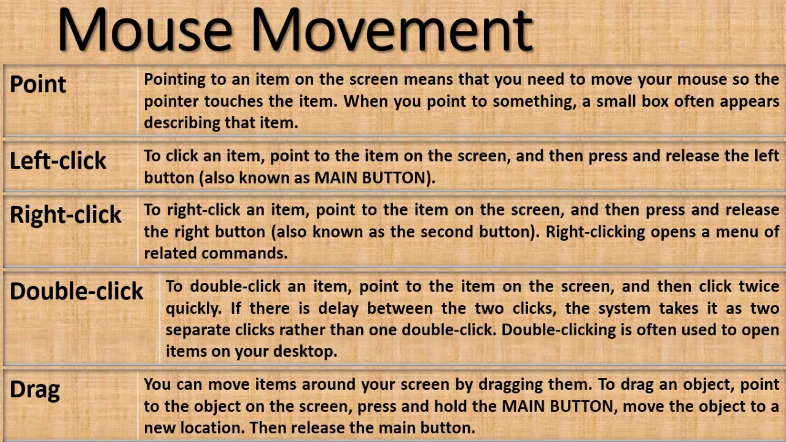Drag. When you hear the word drag, it means you want to move an icon or an item from one position to another. You can move items around your screen by dragging them. To drag an object, point to the object on the screen, press and hold the main button, move the object to a new location where you want, then release the main button. I hope you take time to go through this mouse movement so you understand every bit of how the mouse functions, especially if you're new to computers.